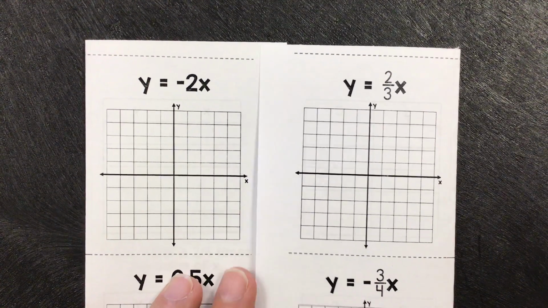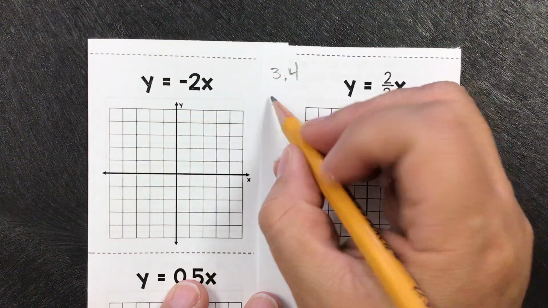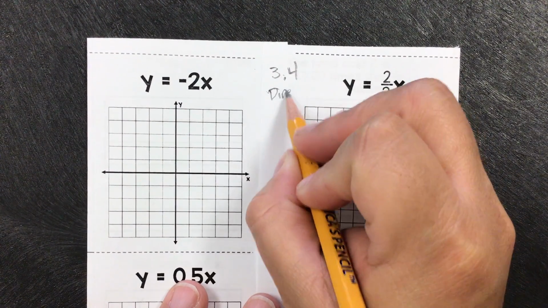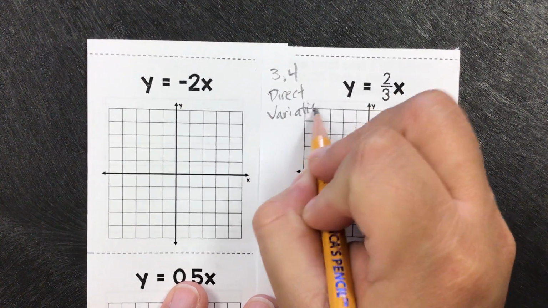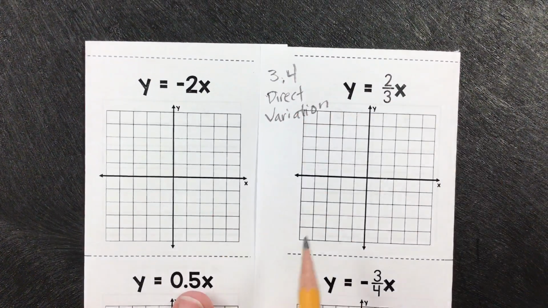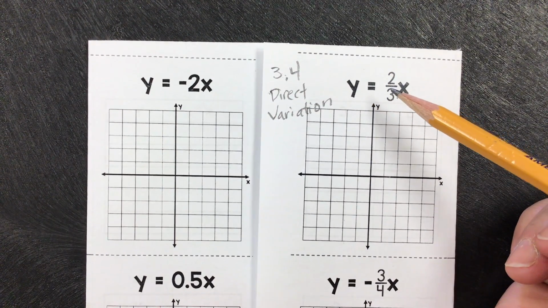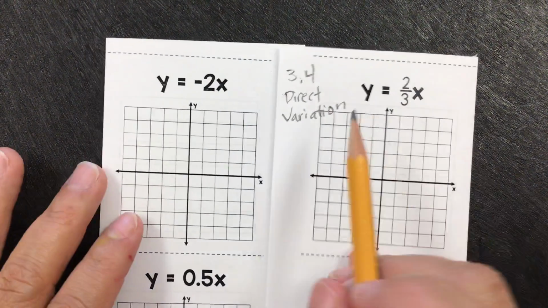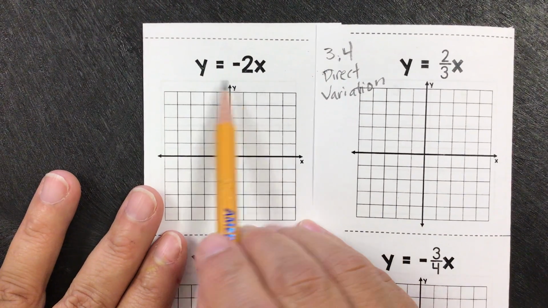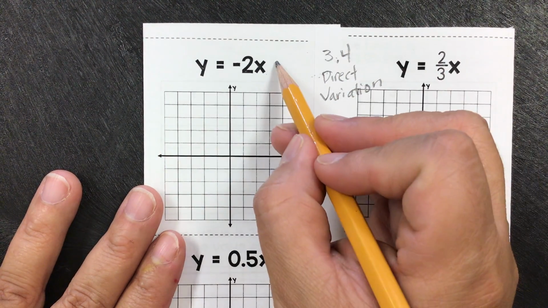This is the handout for section 3.4, direct variation. What direct variation means is that you have a comparison between the x and the y, and there's no y-intercept, or the y-intercept is 0. So, for example, right over here, we have this equation y is equal to negative 2x, and our b is 0.